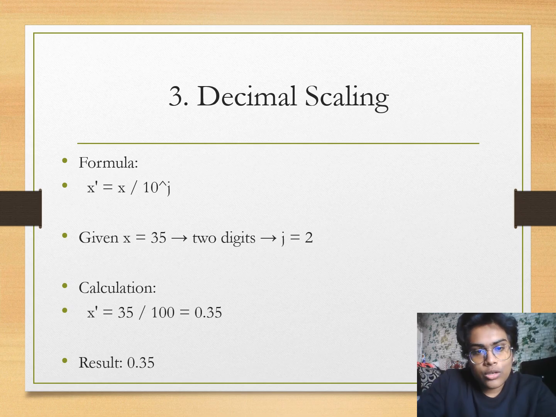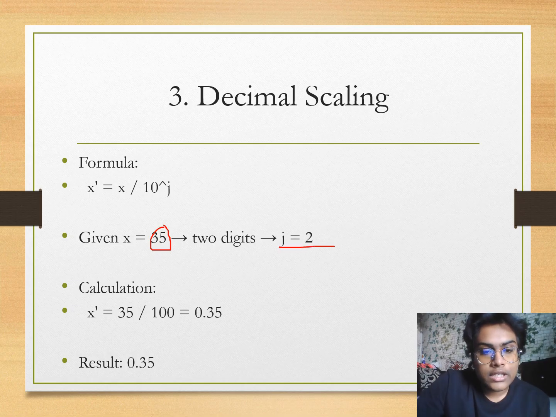Let's move forward. Here is decimal scaling. This formula is a little different from the other two formulas. x dash is equal to x divided by 10 to the power j. Here x is given, which is 35, the value we have to normalize, and j is 2, the number of digits. So the calculation is x dash is equal to 35 divided by 100, which is 0.35. So the result is 0.35.